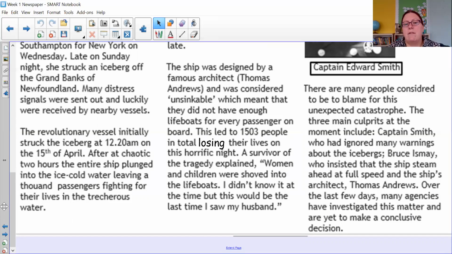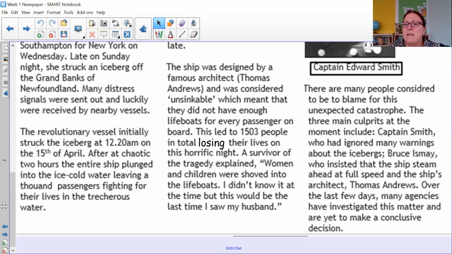What did you notice about that newspaper report? What tense is it written in? Did it follow in chronological order? These are questions you can be thinking about to see if it is similar in all of the newspaper articles, and if it is, then it is a key feature.